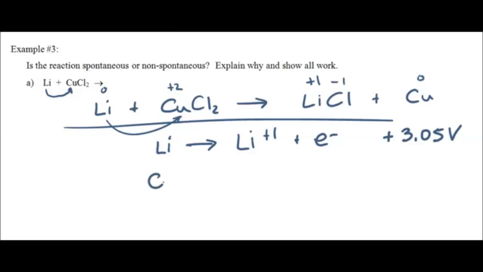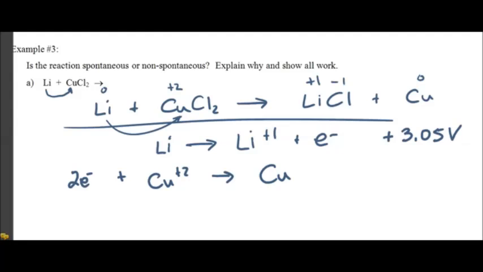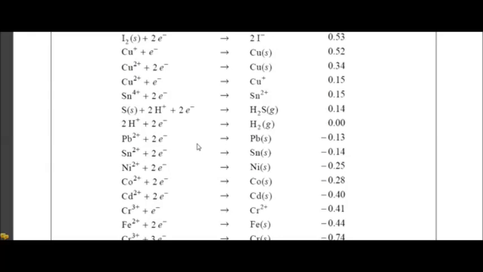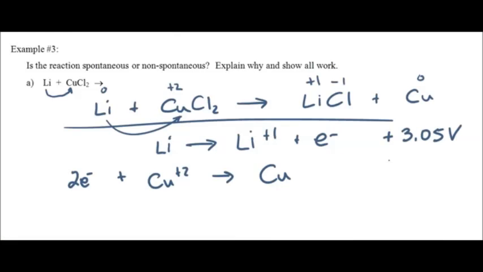And then let's take a look at the copper, +2, going to solid copper. So we know that we have to gain 2 electrons for it to become neutral. So let's go ahead and look at our sheet again. I think we've used this in the last example. Copper, here we go. When copper +2 is changed into solid copper, it has a positive voltage of 0.34. So when it's reduced, and that's what's happening, a positive 0.34.